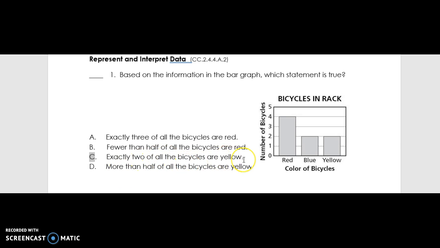More than half of all the bicycles are yellow. Well, we already said that more than half of all the bicycles are red. So how can it be yellow? So C is the correct answer.